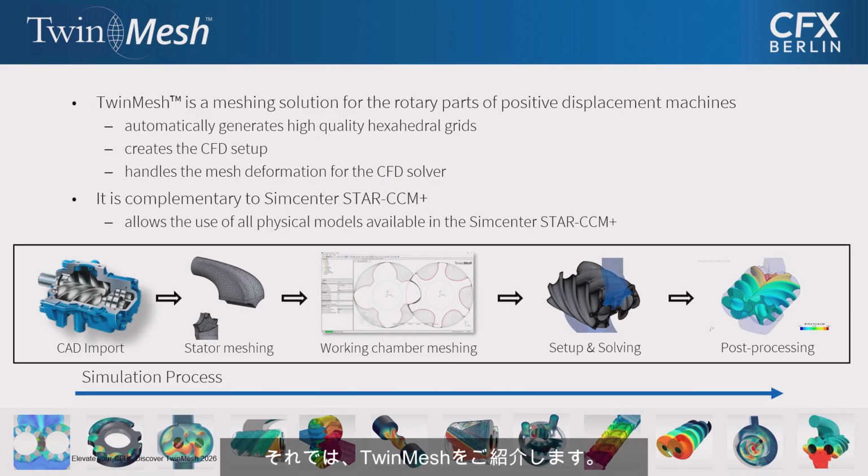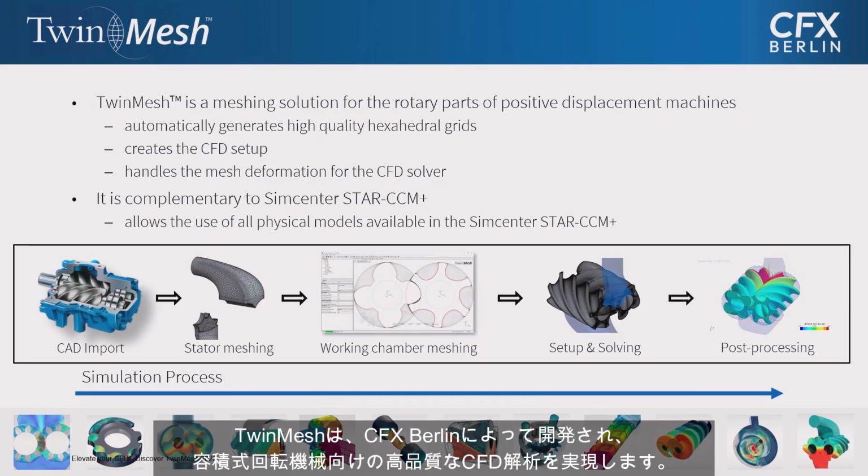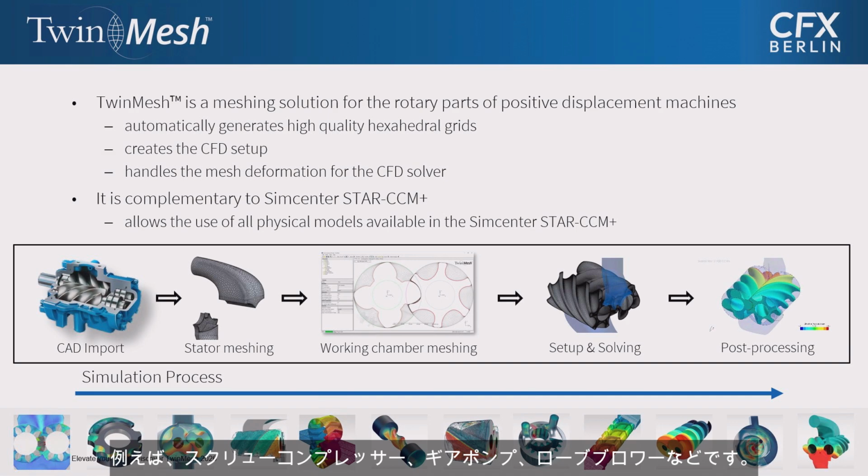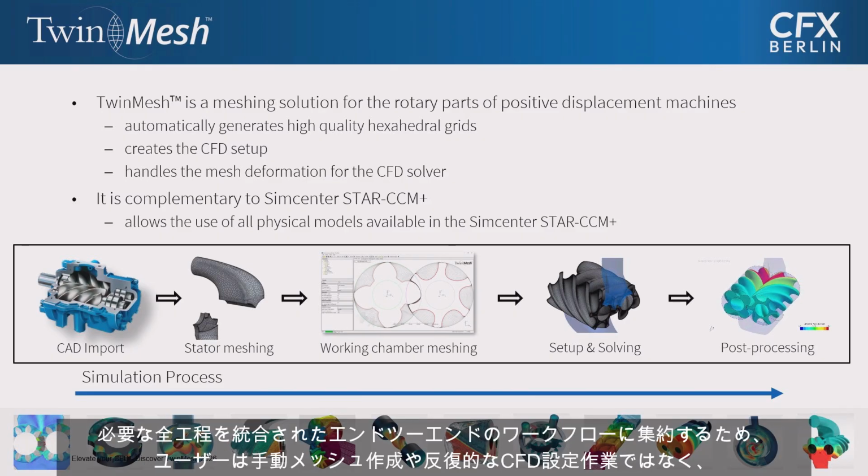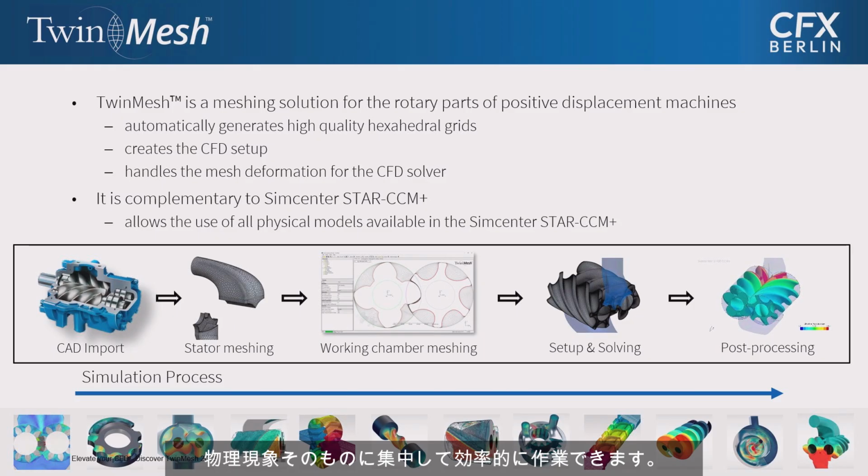Now let me introduce TwinMesh. TwinMesh was developed by CFX Berlin to enable high-quality CFD for rotary positive displacement machines, for example screw compressors, gear pumps or roots blowers. It brings all the required steps into one unified end-to-end workflow so users can work efficiently and focus on the physics instead of manual meshing and repetitive CFD setup tasks.